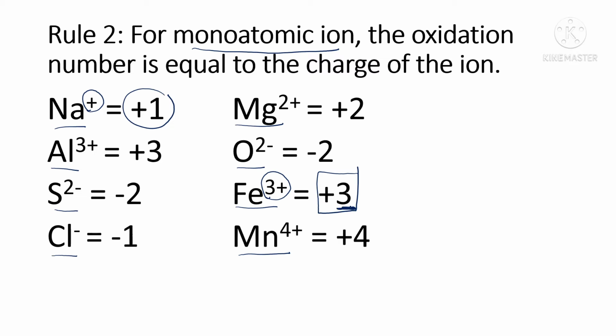One thing to take note of is that when we write the oxidation number, we write the sign first, positive, for the iron 3 plus ion, followed by the number. While for the charge, we write the number first, followed by the symbol of the charge.